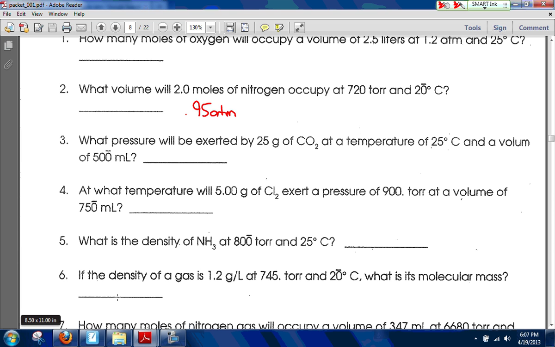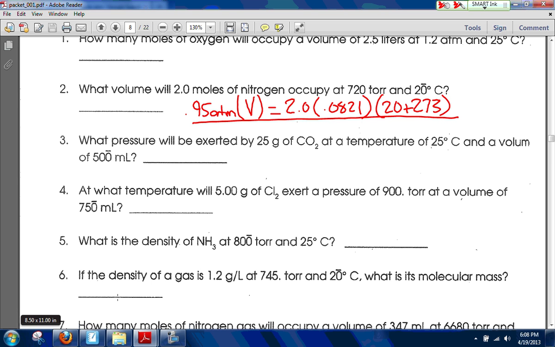My volume is unknown. It equals our number of moles, which is 2.0, times R, which was 0.0821, since we're using atmospheres again. And our temperature is 20 degrees Celsius, which is 20 plus 273 Kelvin. Solving for volume, we just need to divide the whole entire problem by 0.95. So we'll put it into our calculators again.